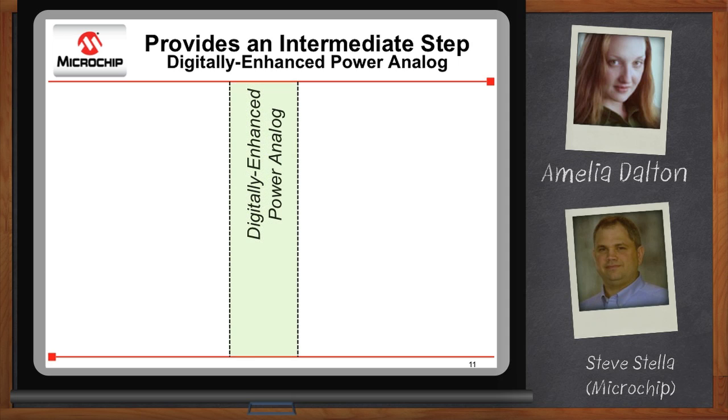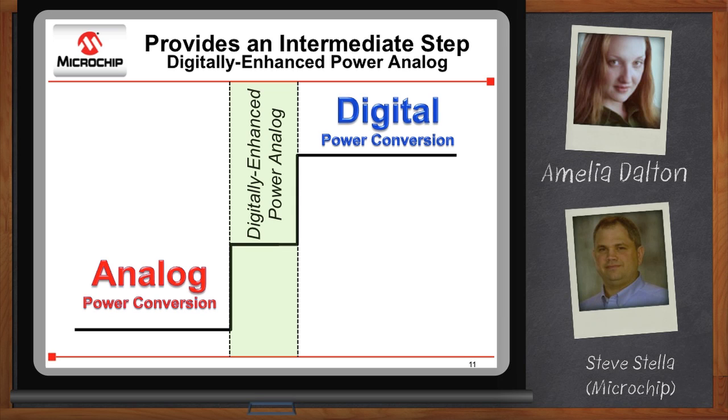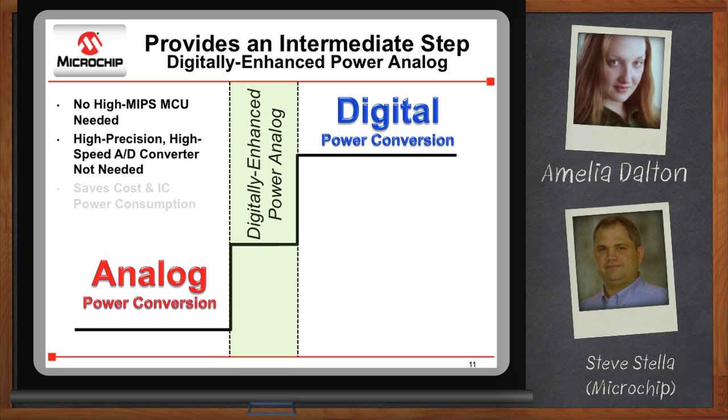As an intermediate step, this digitally enhanced power analog provides, as we've talked about, the performance of the analog converter with some of the flexibility of a digital converter, so that you have that communication interface and then you can modify the behaviors to address the changes in customer requirements. Very cool. Again, just summarizing, on the analog power conversion side, you don't need that high-performance microcontroller to do all of your digital manipulation. You don't need a high-precision, high-speed analog-to-digital converter to digitize the analog signals. That saves a lot of cost and a lot of power since you're not running those peripherals.